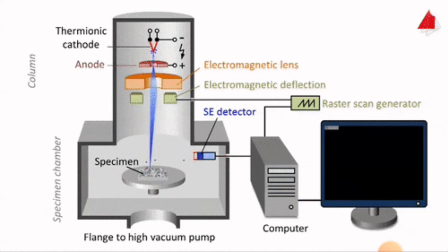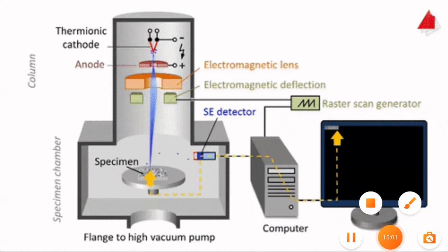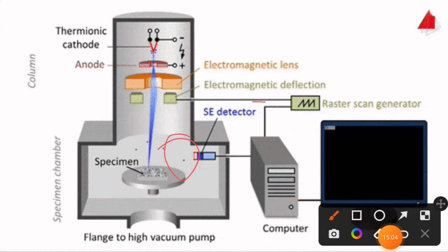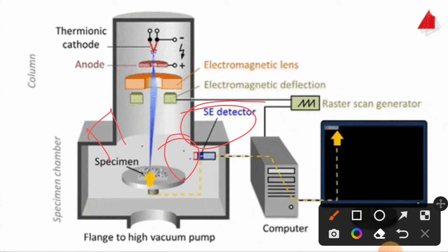Okay, and this knocked-out electron is what we are detecting with the help of the secondary electron detector. And for regaining the stability of the atom, the electrons present in the outer shell of the atom emit energy, and that emitted energy is of a specific wavelength, which is detected by an X-ray detector.